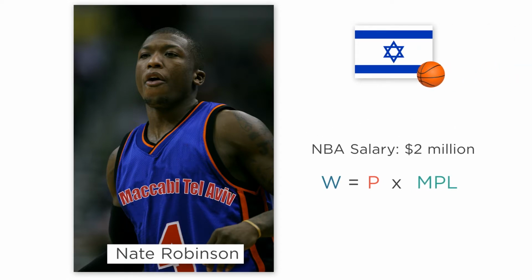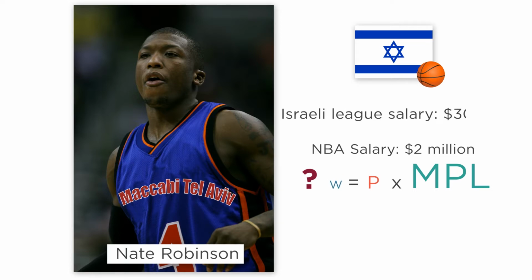What happened when he shifted to the Israeli league? Suddenly he was one of the best players in the league. He averaged 16 points per game. His marginal product of labor went through the roof. He was able to produce many more wins. So did his salary go up? If W equals P times MPL and MPL goes up, shouldn't wage go up? It didn't. He only made $300,000 per year in Israel, a steep pay cut from the NBA, where he didn't even play all the time.